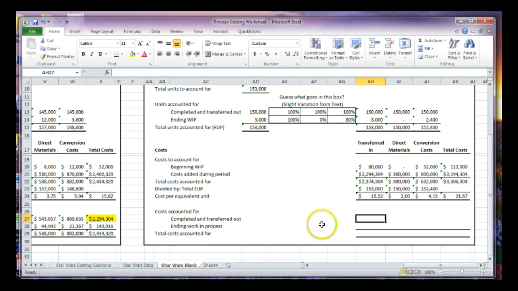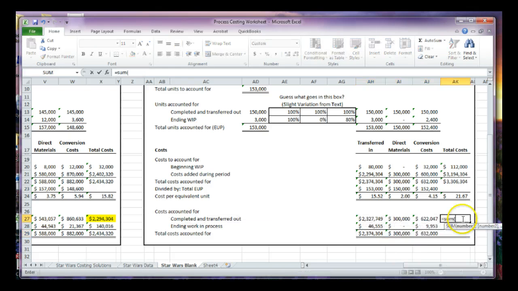Well, so for the ones that are completed and transferred out, we know we have about $15.52 in transfer costs per helmet. And we completed 150,000 of them. 1552 times 3. And I think I can just drag these over, add these up, slap those in there. For those of you listening at home, boom, bada boom, bada boom, bada boom.